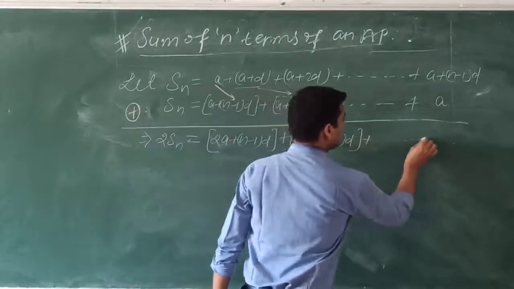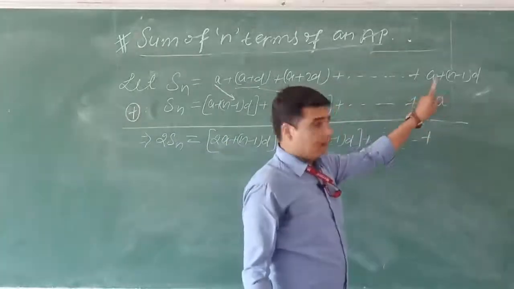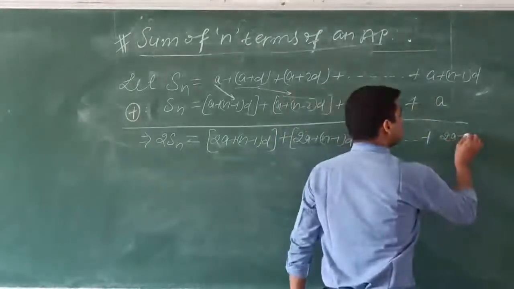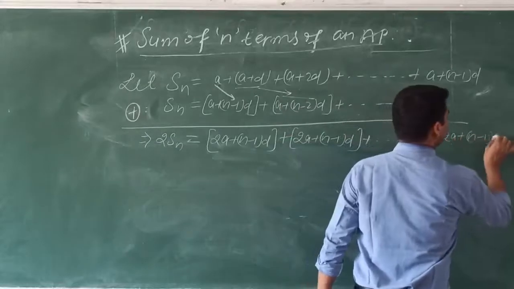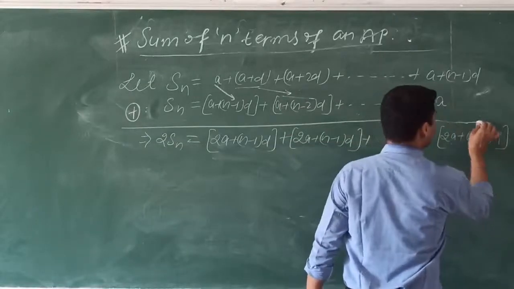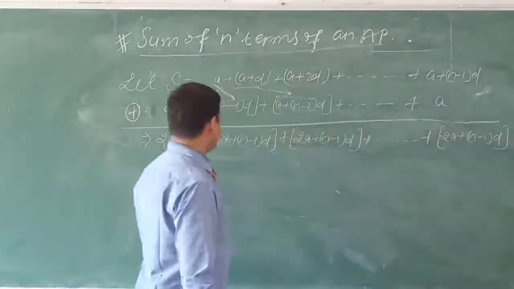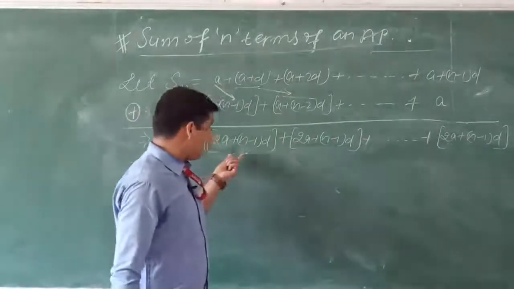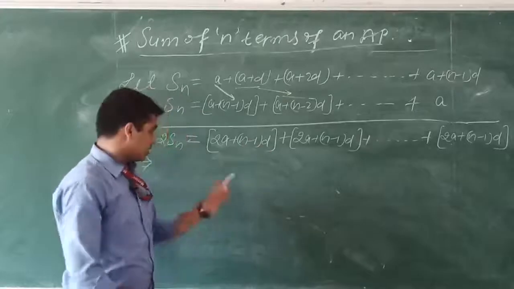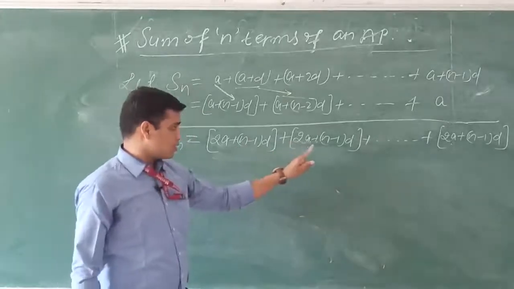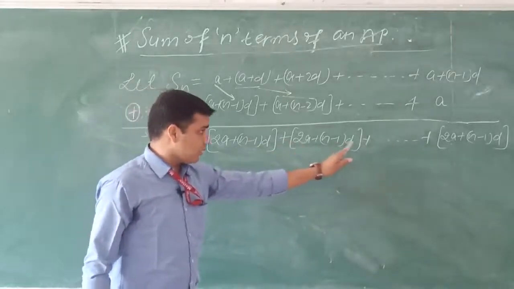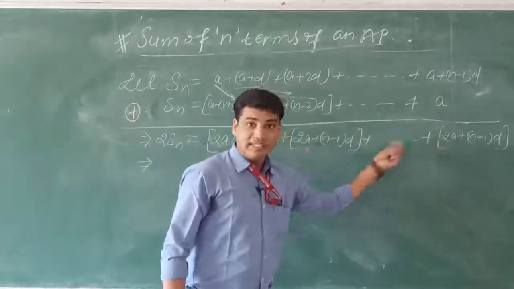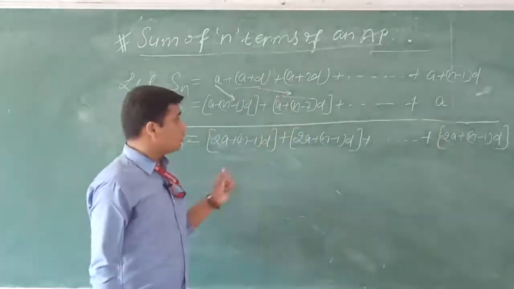In the same way here, if you add this last term and first term, after adding you will get the same 2A plus n minus 1 into D. Now see this here. These terms are repeating. If you observe one thing here, these terms are repeating n times: 2A plus n minus 1 into D plus 2A plus n minus 1 into D plus 2A plus n minus 1 into D, and so on. So what we'll do? Simple.